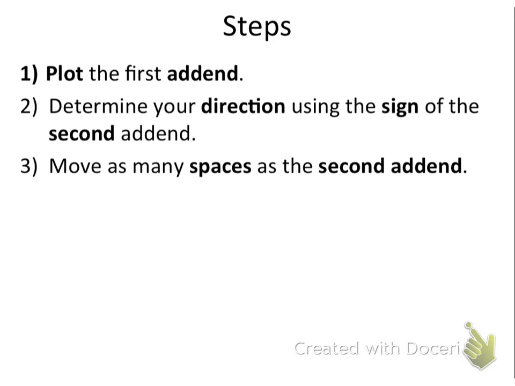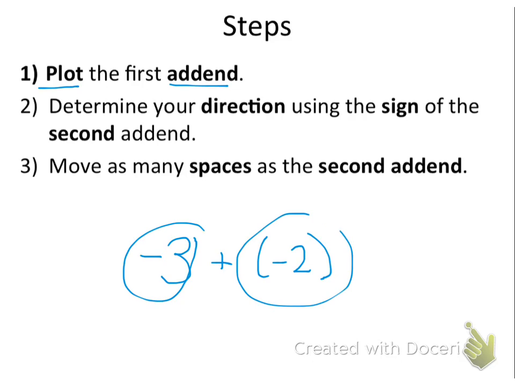Before we get into some examples, I'd like you to write down the steps so that you can refer back to them later. The first thing you're going to do when you're adding integers is plot the first addend on your number line. Remember, in an addition equation, let's say we have -3 plus -2. The two numbers that are being added together are called our addends. So you're going to plot the first one, that would be -3 in this situation, on your number line.